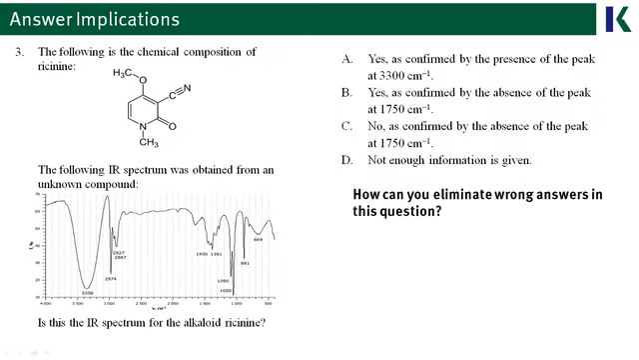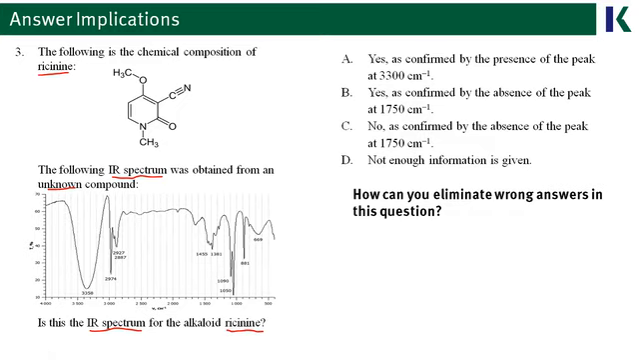Let's take a look at a different context. In number 3 here, some of the answer choices imply something that can get us closer to an answer by strategic guessing. So let's take a look at the problem and see how strategic guessing works here. We're given the chemical composition of ricinin, and we're also given an IR spectrum from some unknown compound. Then the question is asking us, does the IR spectrum happen to match the chemical ricinin?